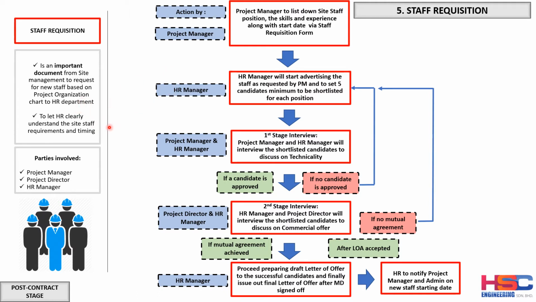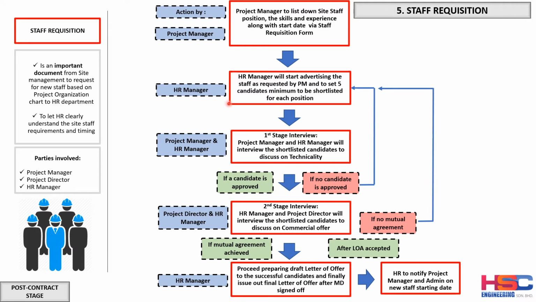the human resource department. So the purpose is to let human resource clearly understand the site staff requirement and the timing. The parties involved will be the project manager, the project director, and the HR manager. During this stage, the project manager first lists down the site staff position, skills, and experience that he needs in the staff requisition form. There will be a form first to be filled by the project manager. With this form, he will put in his requirement.